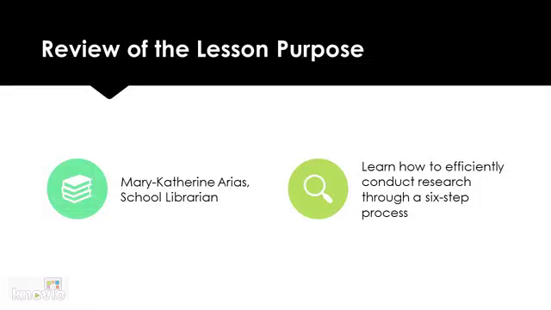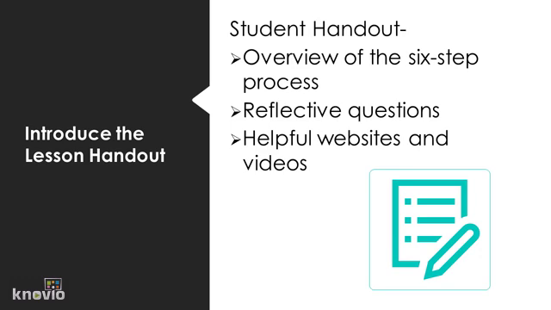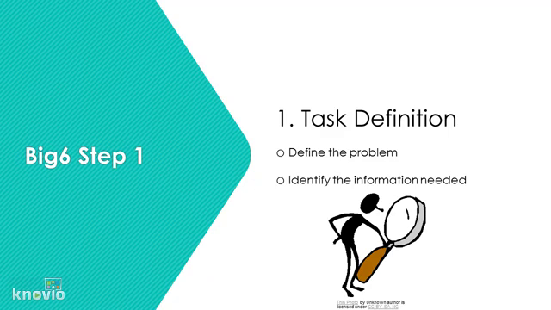I am your school librarian, and the purpose of this lesson is to learn how to effectively conduct research through a 6-step process called the Big Six. This lesson is accompanied by a student handout that overviews each step of the process with you. This is a working document, and I have left space to answer guiding questions to keep you on track. If you flip to the back, there are 5 helpful additional resources that you can refer to as you move through the process. The first step is task definition.